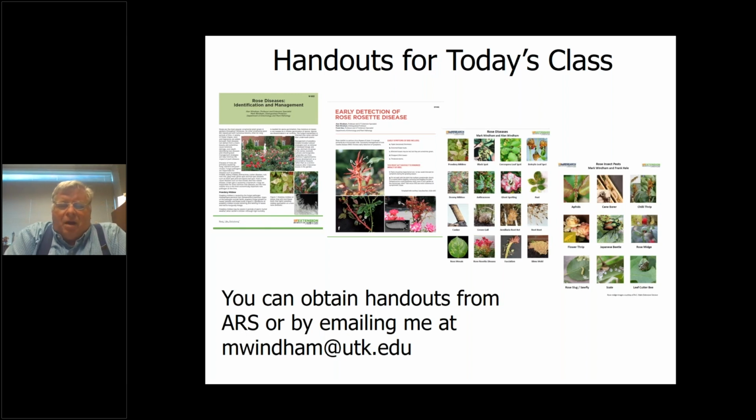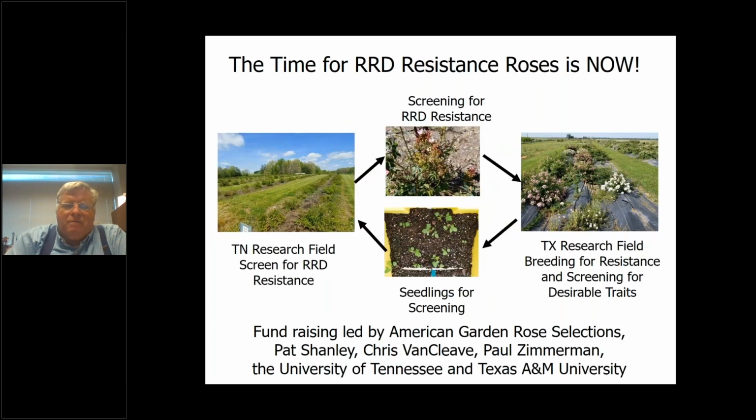So there's handouts. I sent some to John, so he has them. I also, of course, have them. There is a handout on rose disease identification and management that is relatively new. How to detect rosette disease very early. And then for the diseases and insects that we talked about today, I put together a couple of sheets that just have their pictures on it to aid in identification. You can get them from ARS, or if you email me at mwindham@utk.edu, you can get them from me that way.